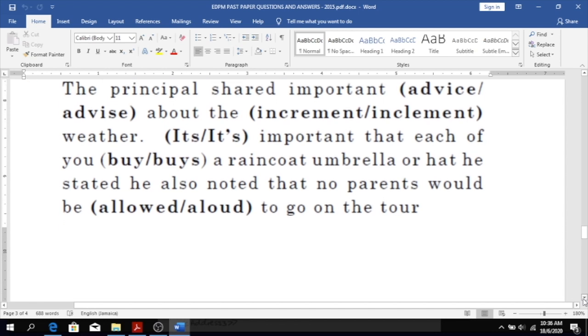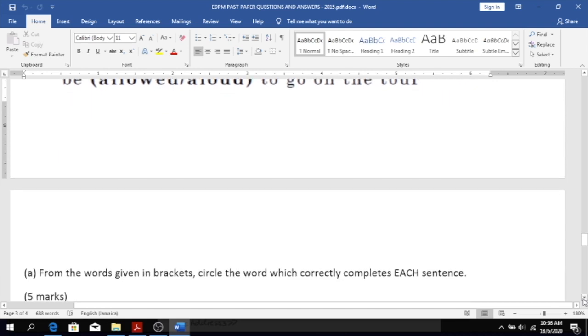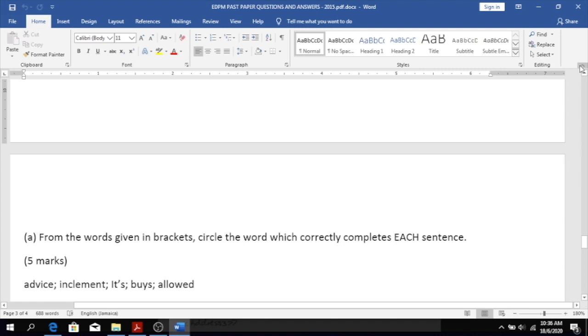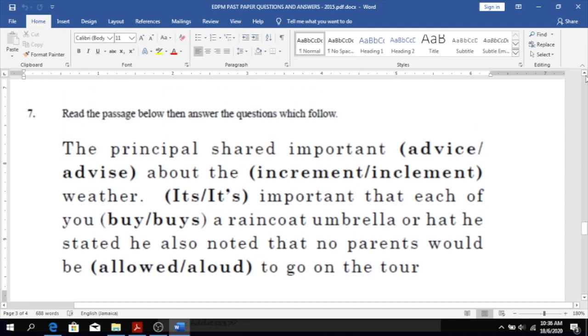Which of the advice? The C or the S? Are you sure? The C. It's a C. All right, and the other one says increment or inclement weather. Inclement weather. So it should be inclement. By or by, it's or the one with the apostrophe S. The one with apostrophe S.